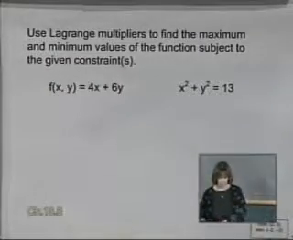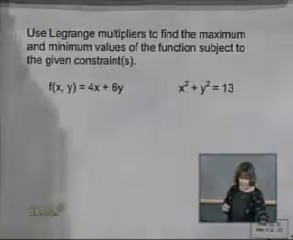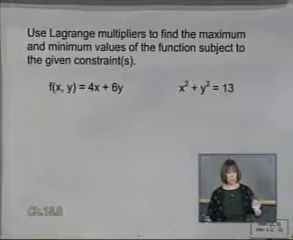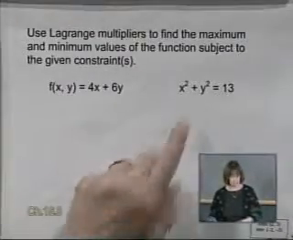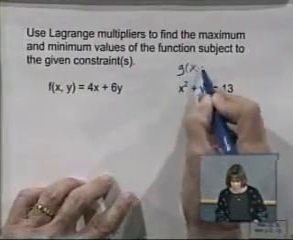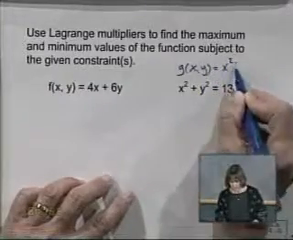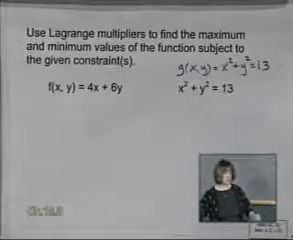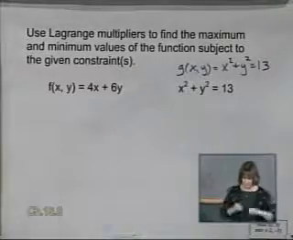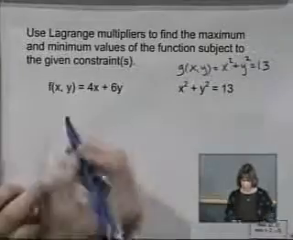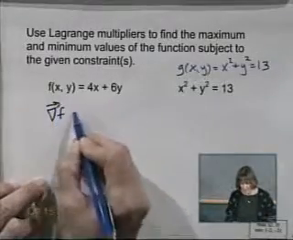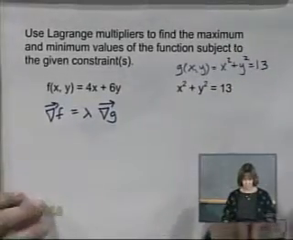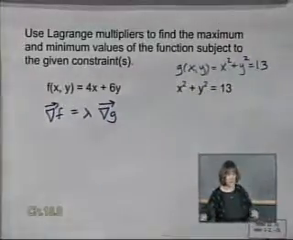Use Lagrange multipliers to find the maximum and minimum values of the function subject to the given constraint. Where's my constraint? Right here. This is g of xy is equal to x squared plus y squared is equal to 13. That's my constraint. Okay? So, the gradient of f must equal lambda times the gradient of g. All right? Instead, I don't have to write the whole thing out, do I?